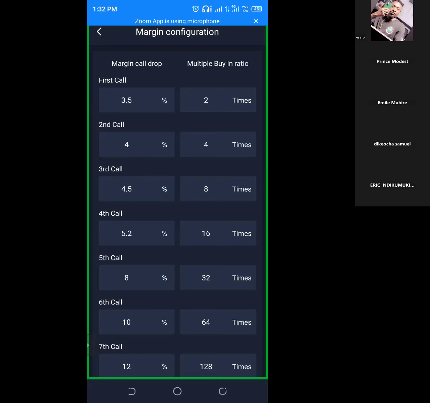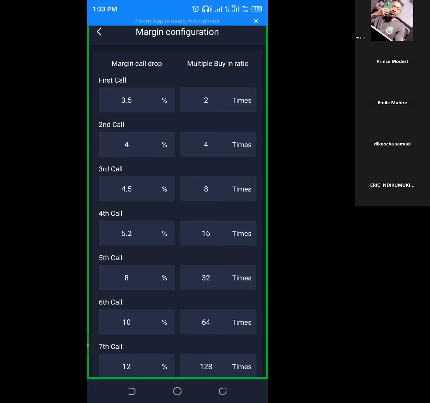2 times of buy. So on this multiple buying ratio, what you do is you leave only the first buying amount as 2, because you only have 2 times of buy left. You only have extra 2 times to buy. So you add 1 to this first margin, which will give you 2 here.